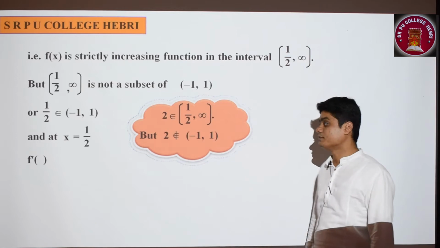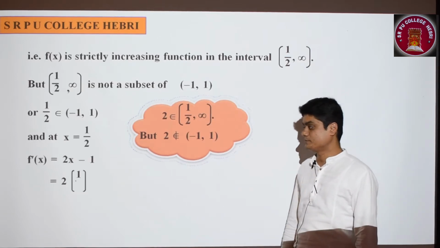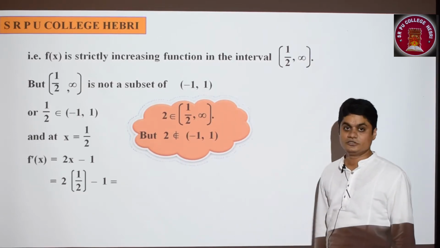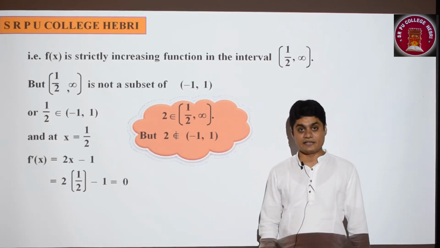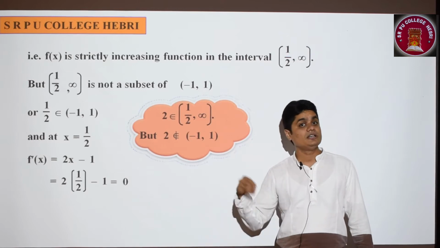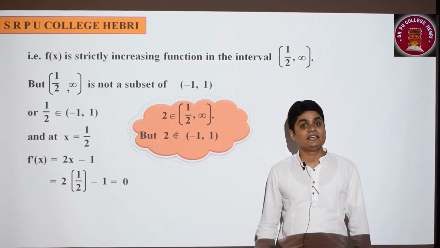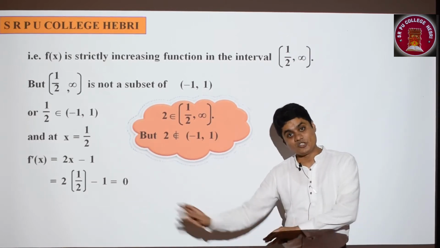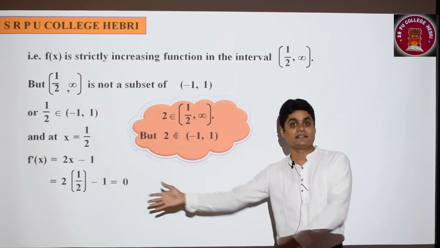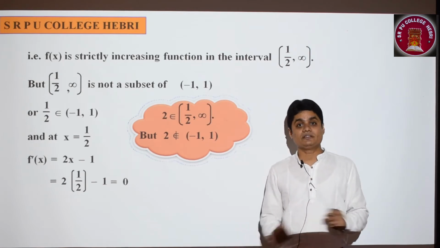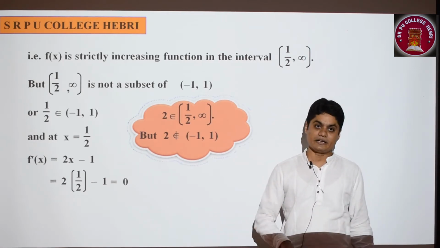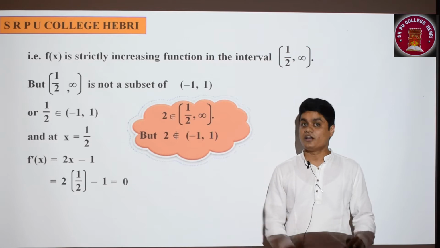At x equal to half, what is f dash of half? Check. The answer is 0. If the function were increasing or decreasing at half, this should be either greater than 0 or less than 0. But what answer has come here? Equal to 0. It is neither greater than 0 nor less than 0. If it is greater than 0, it is strictly increasing; if less than 0, strictly decreasing. So it is equal to 0. What does it mean? It is in between: neither increases nor decreases.